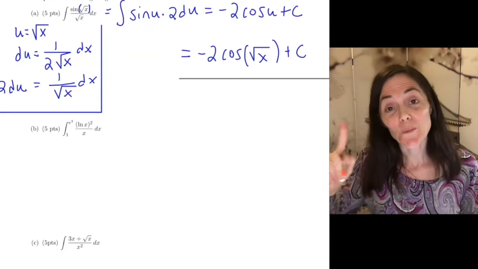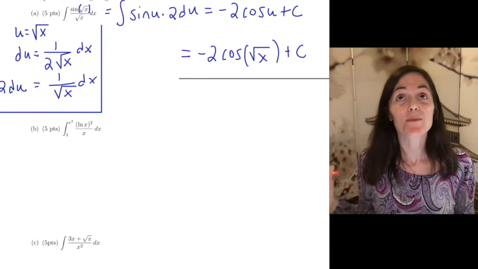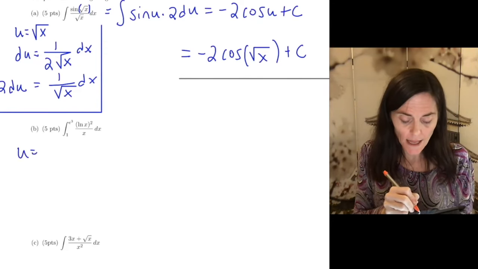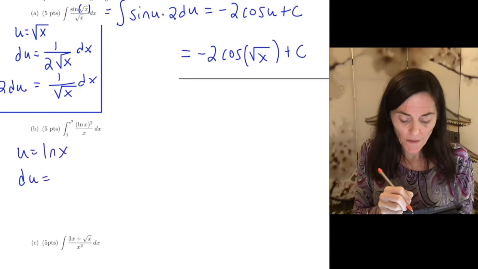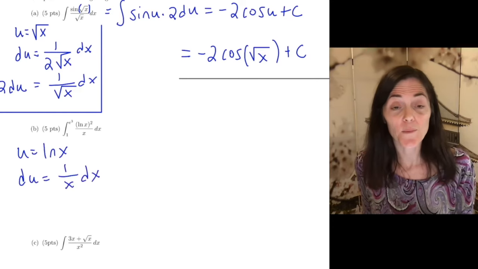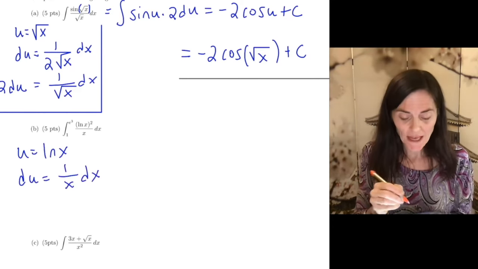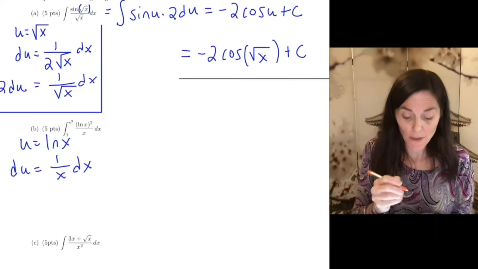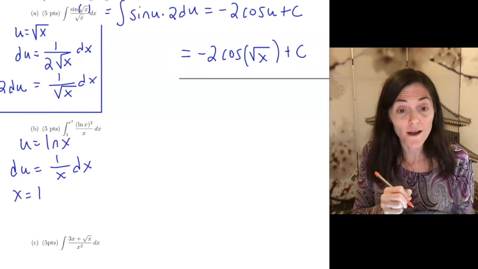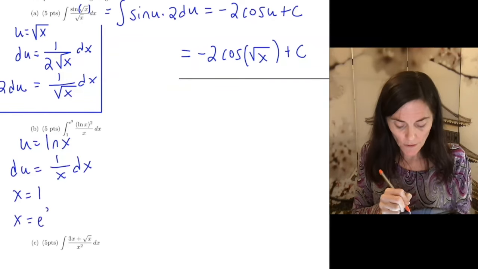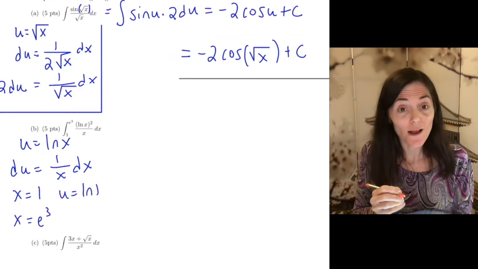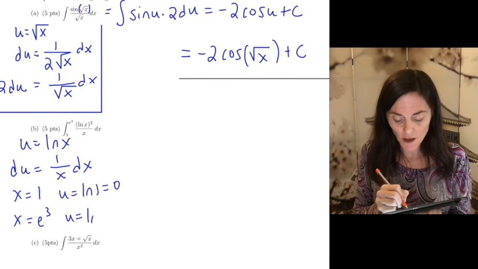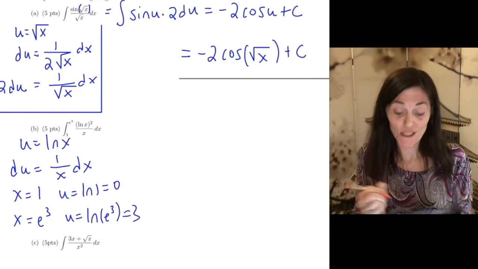Now for b, we see parentheses, inside the parentheses the natural log, and we see a multiple of its derivative. So u is ln x, du is 1 over x dx, and we have exactly du in our integral. Now, this is definite, which means I will change my bounds. x goes between 1 and e cubed. When x is 1, u is the natural log of 1, which is 0. And when x is e cubed, u is the natural log of e cubed, which is 3.